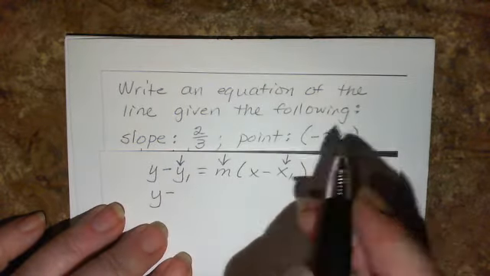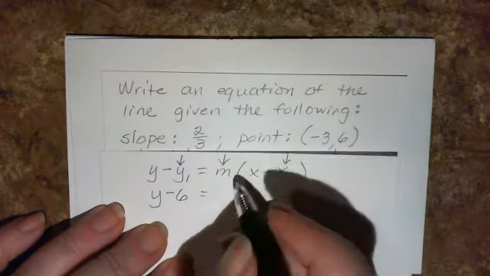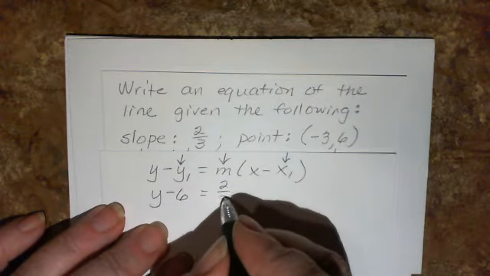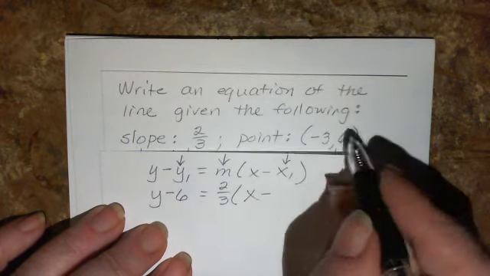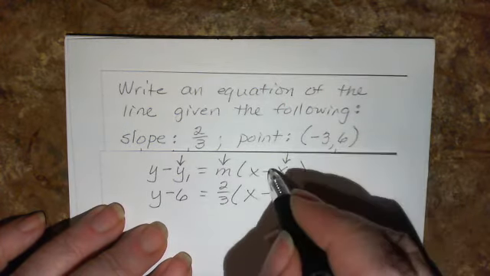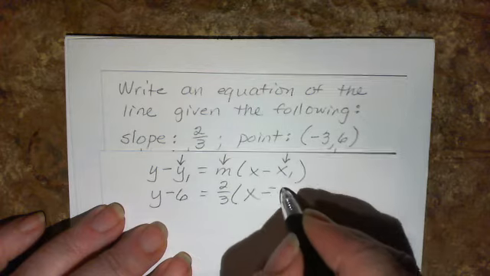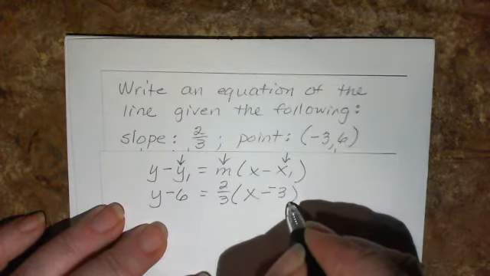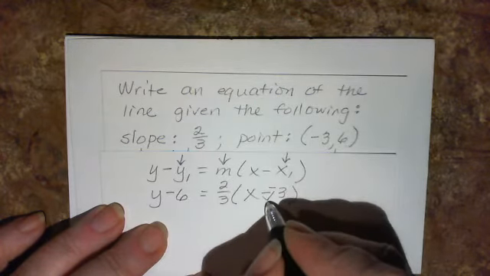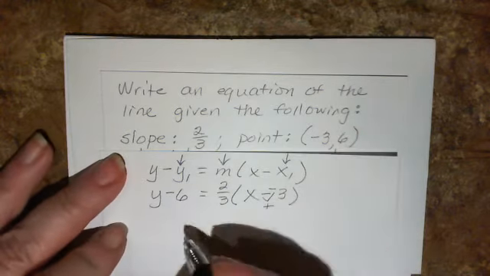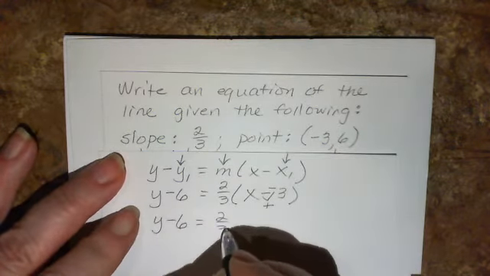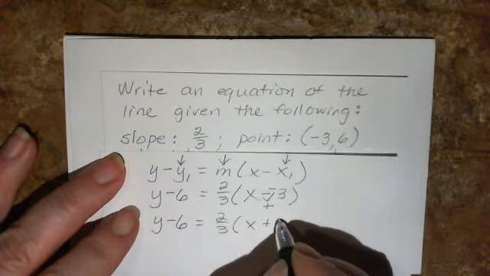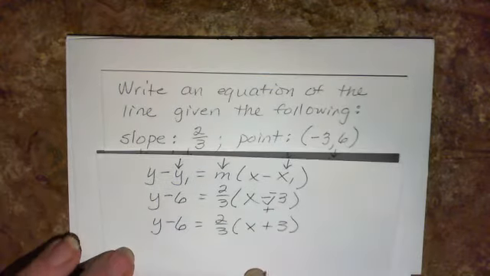So y minus y1 is the value 6. The m value again is 2/3. x, this x is not replaced, minus the x value, minus here, and x value negative 3. We want to be careful here. So minus negative becomes plus. So this simplified is y minus 6 is equal to 2/3 x plus 3.